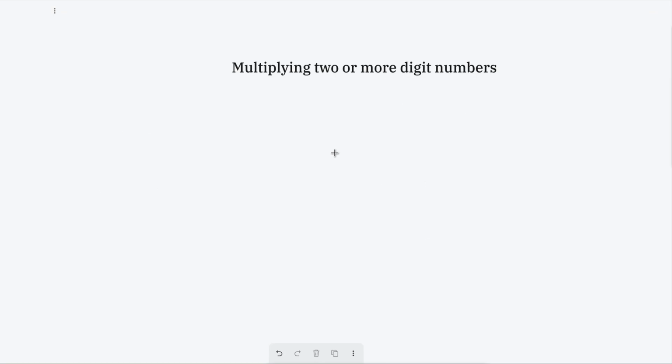Going to learn about how to multiply two or more digit numbers together. So one quick thing before we start, you just need to know how to multiply the numbers 1 through 10 together. Anyways, let's start with our first question, which will be 24 times 2. Okay, so you might be wondering how to do this.